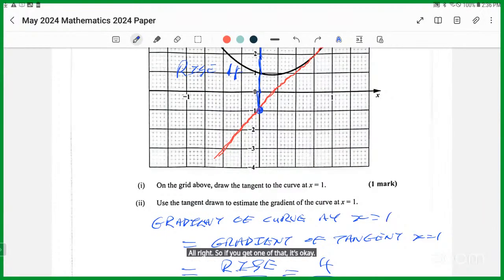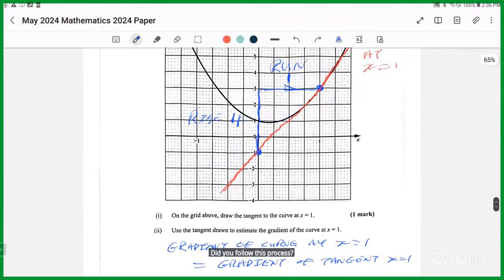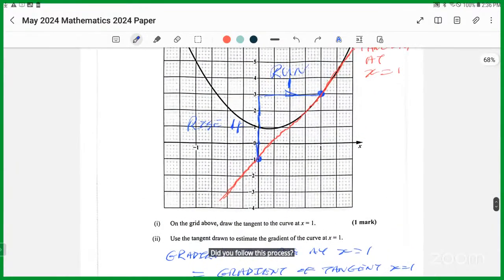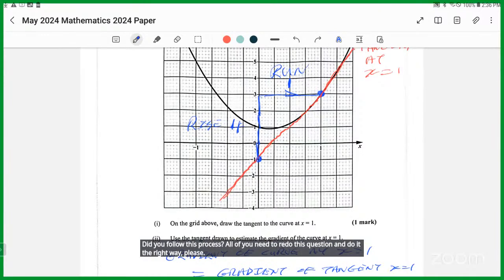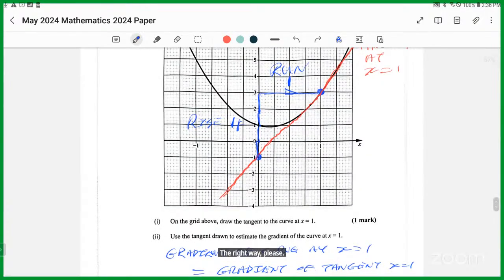Yes, mom? Did you follow this process? You need to do it over and do it the right way for me, please. All of you need to redo this question and do it the right way, please. All right, let's go.